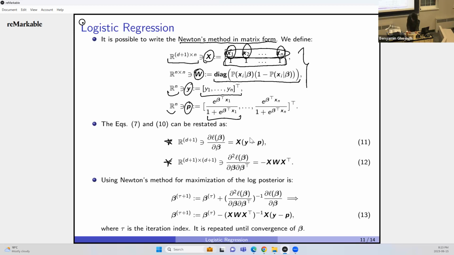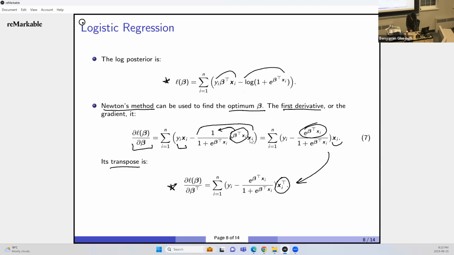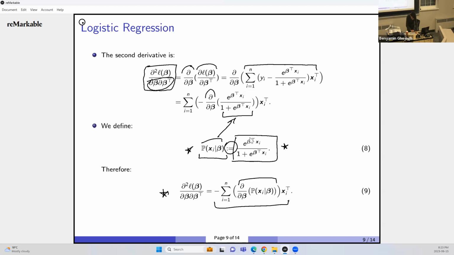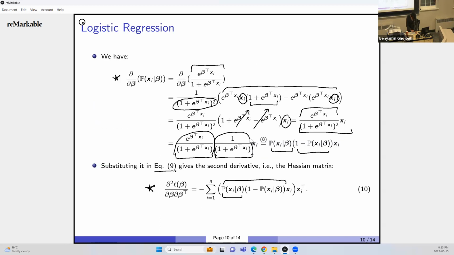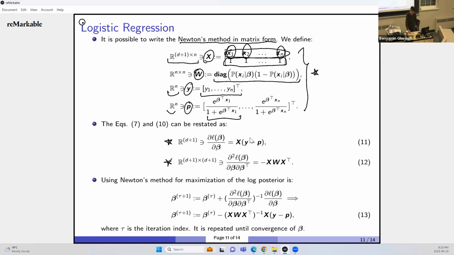If you consider these in the equations of the gradient and Hessian, which are equation 7 is the gradient, and equation 10 is the Hessian, right? Just compare them with these formulas that we defined. You will see that they become equations 11 and 12. I can write them in matrix form.